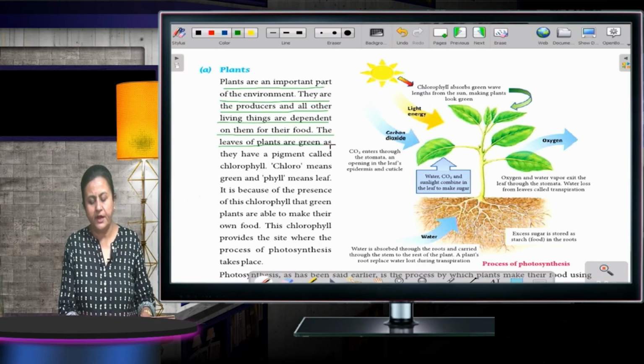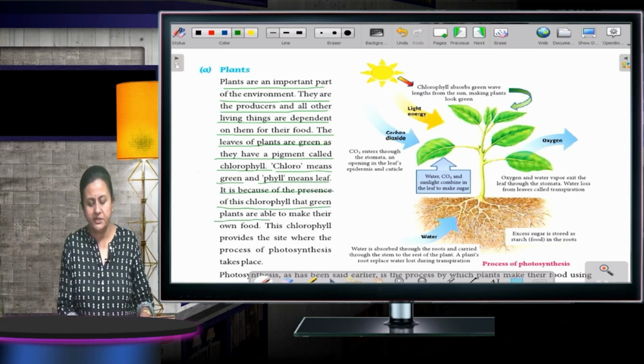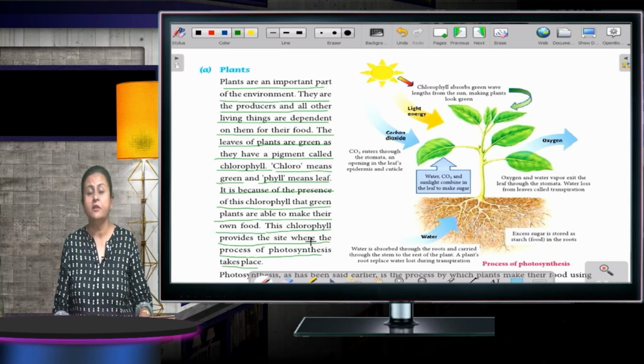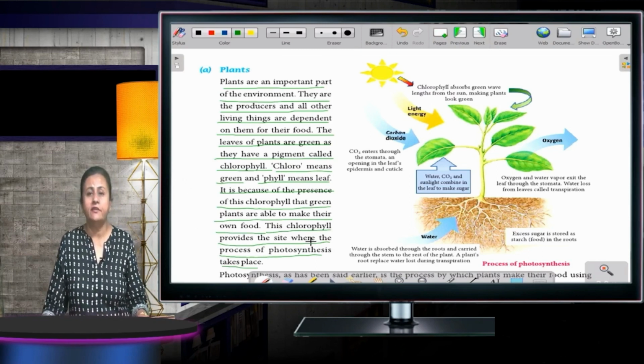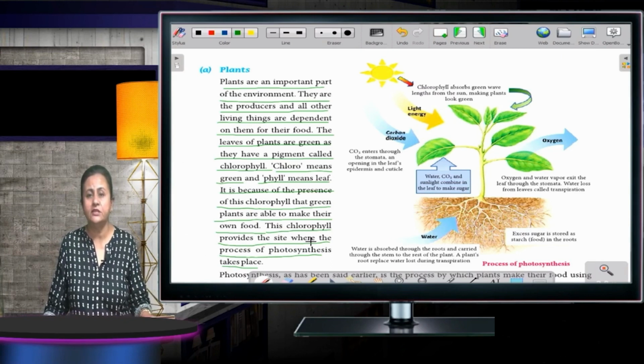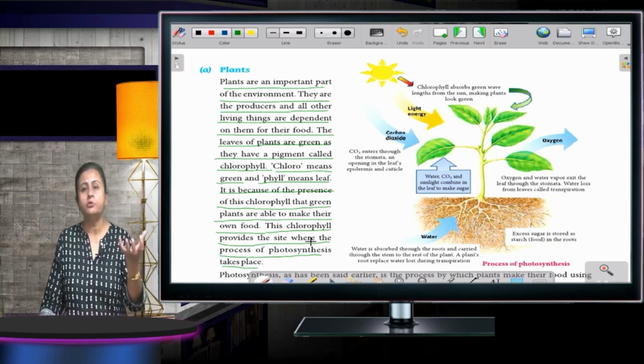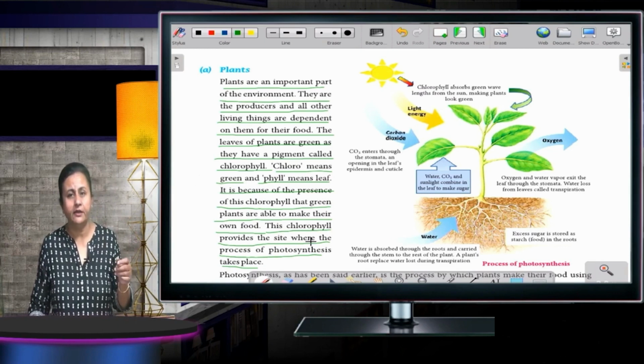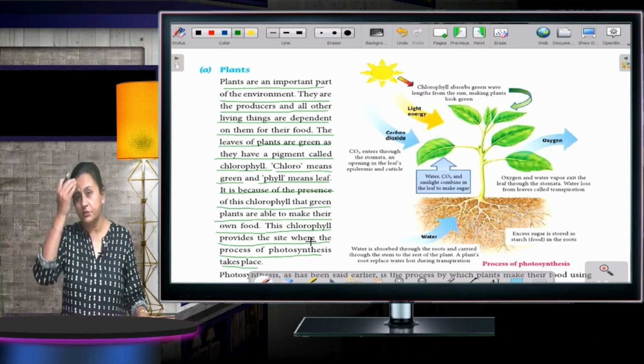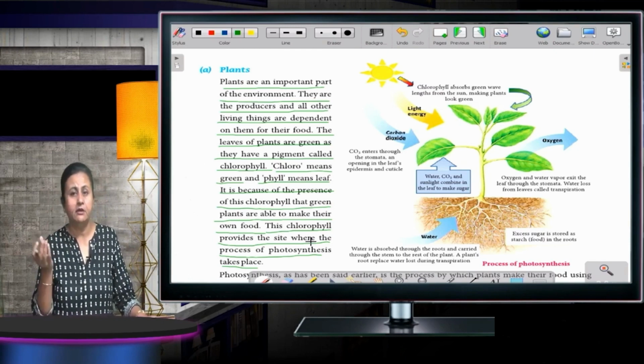The leaves of the plants are green as they have a green pigment called chlorophyll. Chloro means green and phyll means leaf. It is because of the presence of chlorophyll that green plants are able to make their own food. This chlorophyll provides the site where the process of photosynthesis takes place. Children, the green color in the leaf of the plant is known as chlorophyll, which helps in the absorption of sunlight. They absorb sunlight and after that, the process of making food starts in the leaf of the plant.